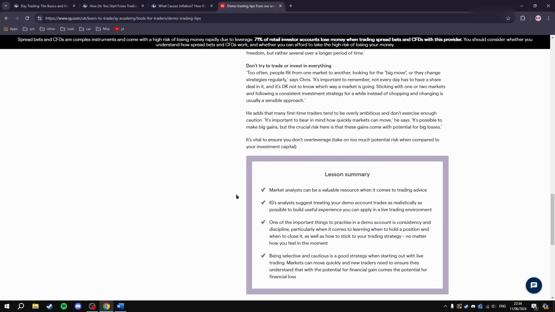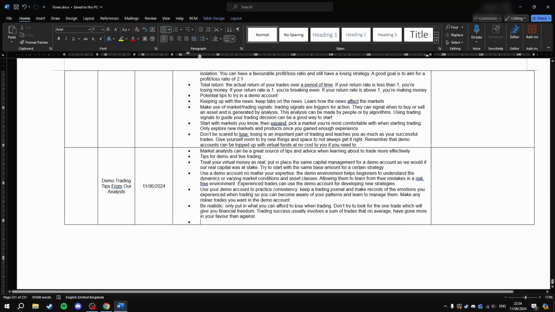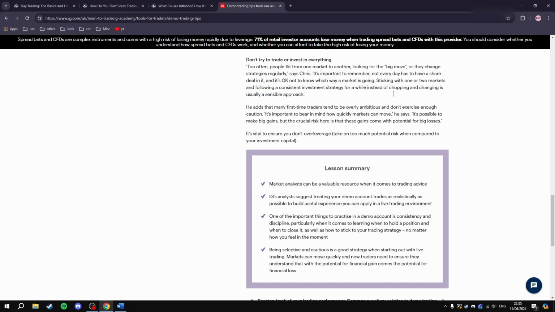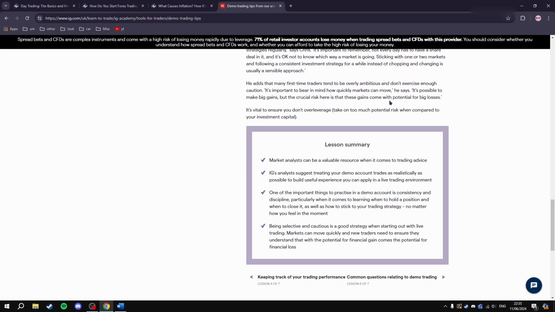Don't try to trade or invest in everything. Too often people flit from one market to another looking for the big move, or they change strategies regularly, says Chris. It's important to remember not every day has to have a share deal in it, and it's okay to not know which way a market is going. Sticking with one or two markets and following a consistent investment strategy for a while instead of chopping and changing is usually a sensible approach.